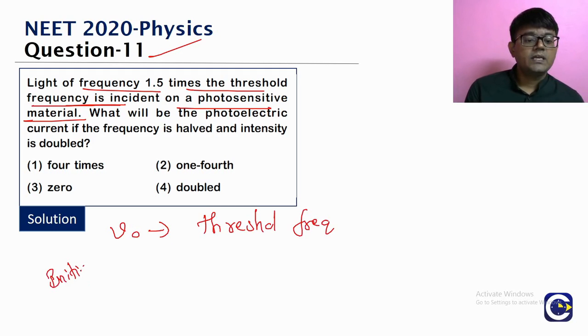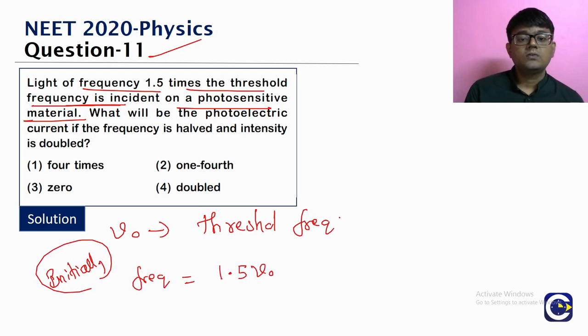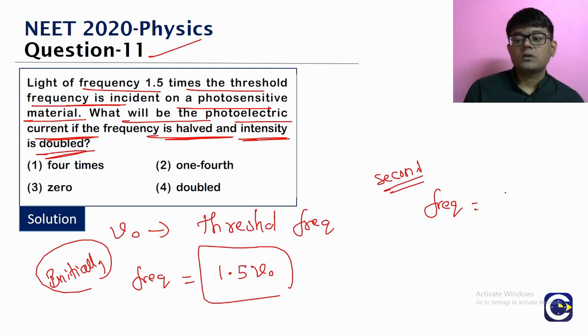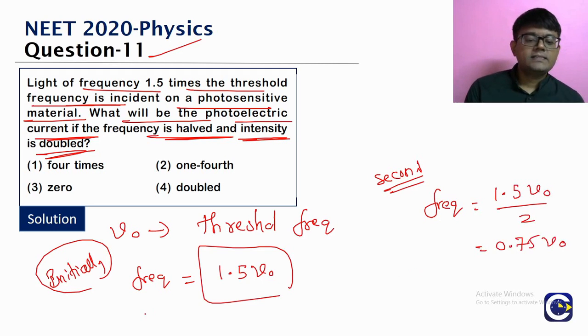Initially, what is the applied or used frequency? 1.5 times nu naught. What will be the photoelectric current if the frequency is halved and intensity is doubled? In the modified situation, frequency is halved. Original frequency is 1.5 nu naught. Half means 1.5 nu naught by 2, which is equal to 0.75 nu naught.